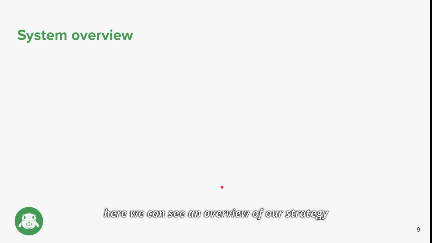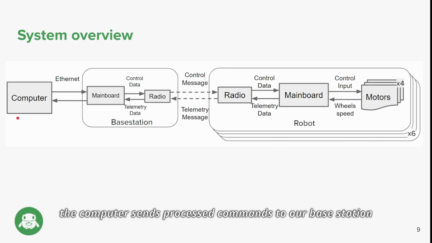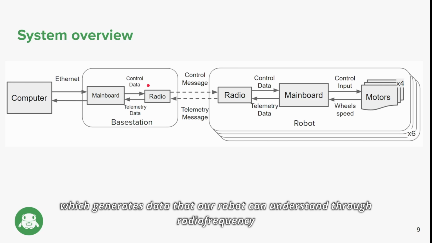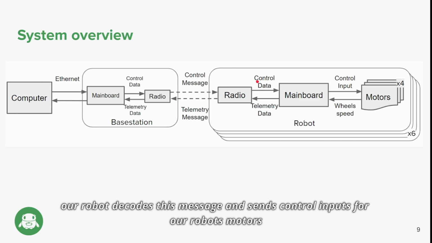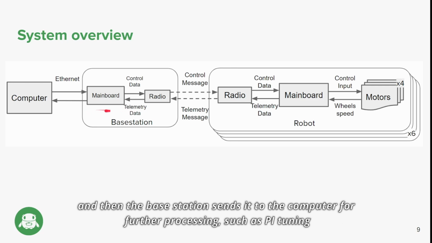Here we can see an overview of our strategy. We have three main modules: a computer, a base station, and our robots. The computer sends processed commands to our base station, which generates data that our robot can understand through radio frequency. Our robot decodes this message and sends control inputs to our robot motors. It monitors the motor speed and returns to the base station the actual robot speeds in radians per second, and then the base station sends it to the computer for further processing, such as PI tuning.